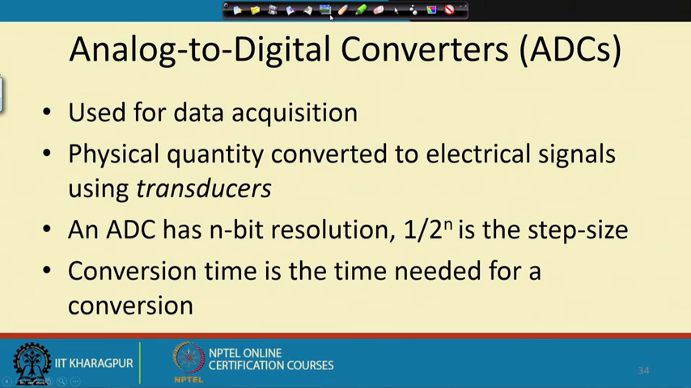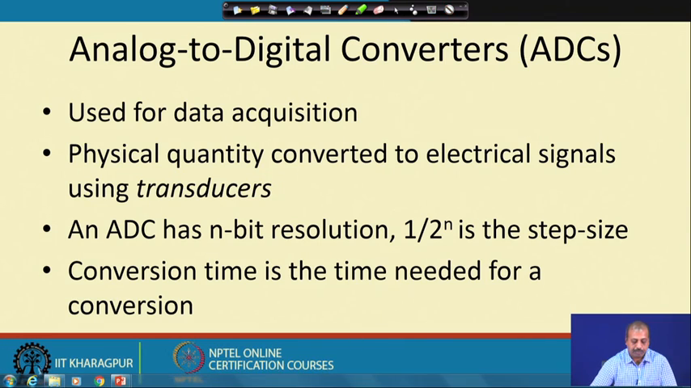So, it has got an n bit resolution, and this n bit resolution has 1 upon 2 power n as the step size, and there is a quantity called conversion time, which is the time needed for the conversion. It is not that the analog value changes continually and still the ADC will be following that value at the same rate. That may not happen. Normally these devices take some time for doing this conversion, and there are different types of ADCs.